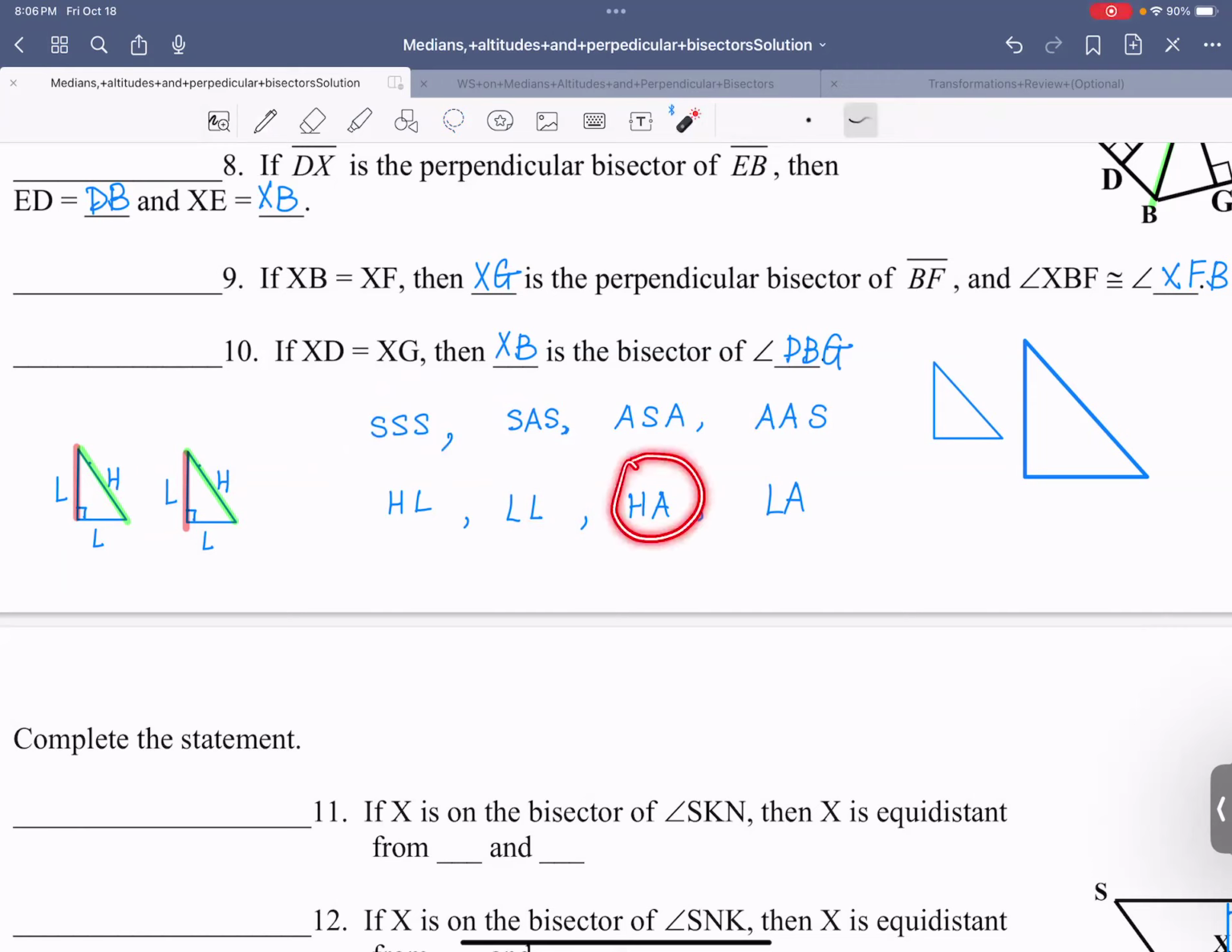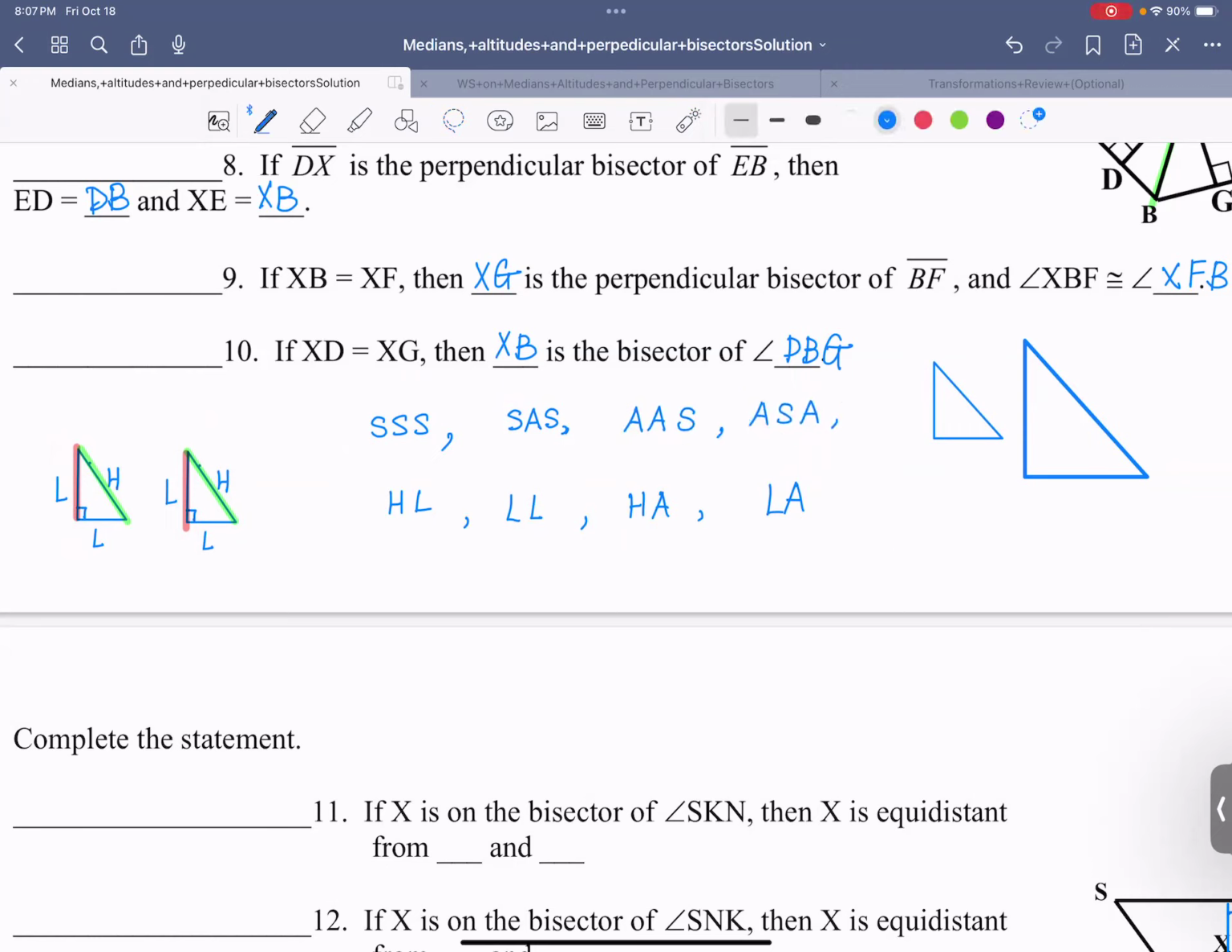Next one, HA. You know the hypotenuse is congruent, and then you know one of the angles is congruent. Then you will have the 90-degree angle also congruent. So this is angle, side, angle. So this is corresponding to angle, side. This is corresponding to angle, side.